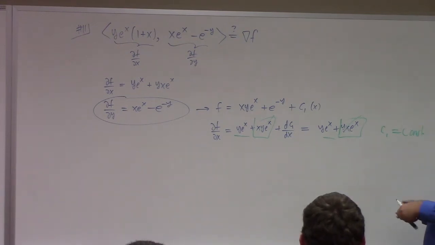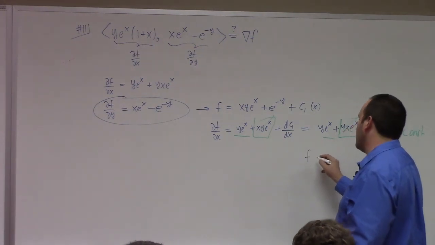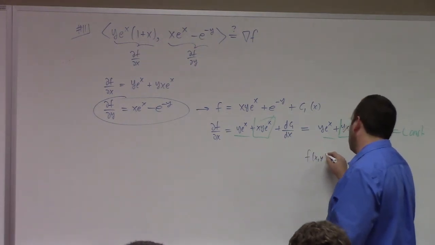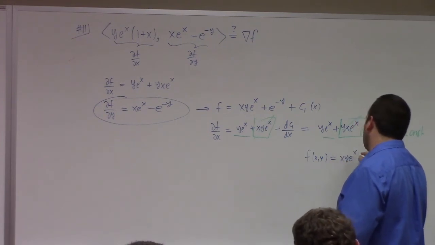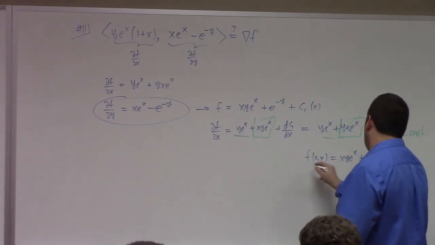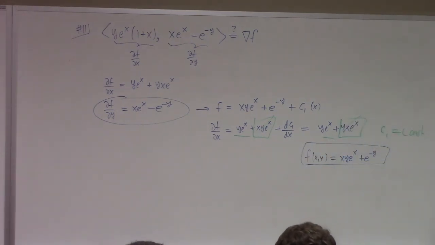And so in fact, the potential function for this vector field, f of x, y, is x y e to the x plus e to the minus y. There you go. That is, in fact, the potential function. I never had to integrate by parts. Woohoo!